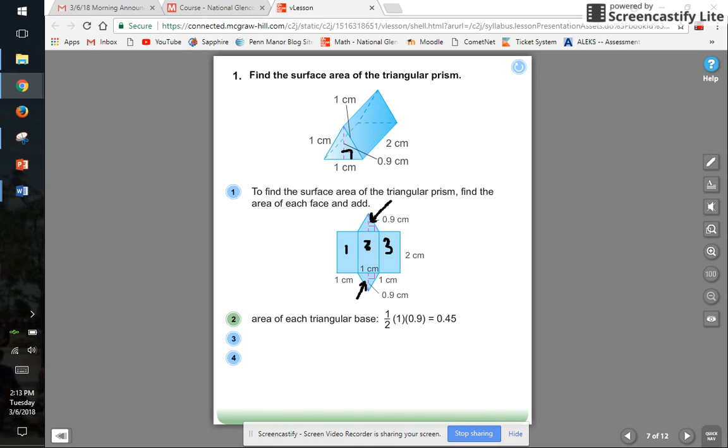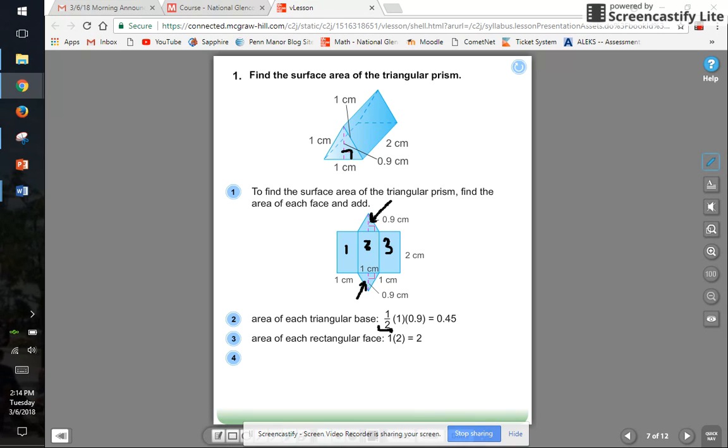To find the area, I would multiply 1/2 times 1 times 9/10. And that comes out to 45 hundredths. We did talk in class today about a bit of a hack when we're dealing with these triangular bases. There happen to be 2 of them, which means at the end I'm going to be multiplying by 2 anyway. Some people just might skip this multiplying times 1/2 step. That's up to you.